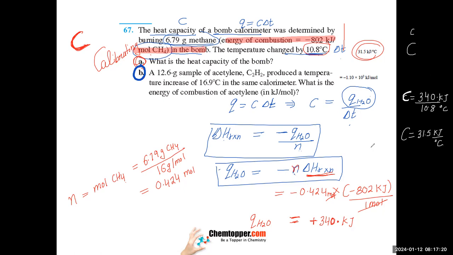Aditi is asking why it is in kilojoules. Aditi, what is the unit of this delta H? Kilojoules per mole? Mole, M-O-L, not M. So this is in kilojoules, this one. Mole and mole cancelled. So the answer, this Q, is in kilojoules. That's why it is in kilojoules per degree Celsius.